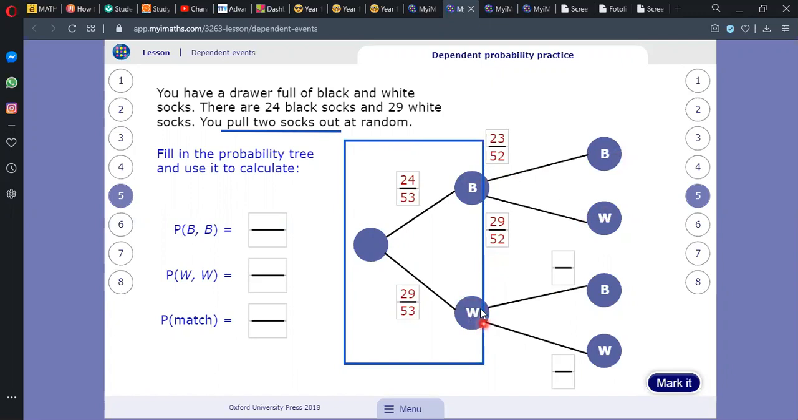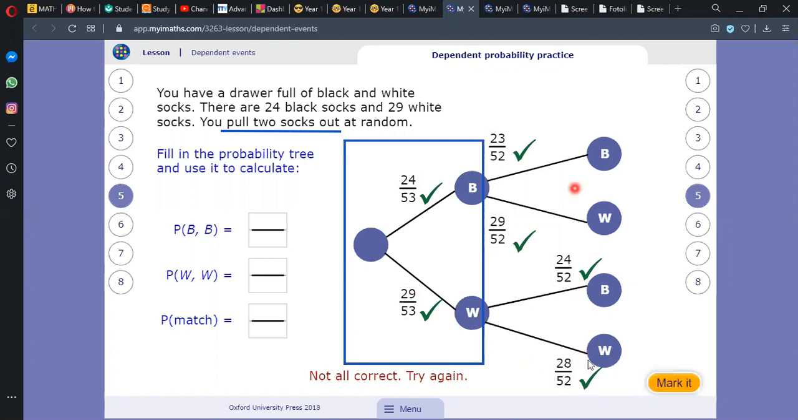Now, in the case where it was a white socks that was removed in the first place, by the time I want to pick a black socks, black will still remain 24, but the total would have reduced to 52. If I'm now to pick a white the second time, the white would have reduced because it was white I picked in the first place and I didn't replace. So the white would have reduced to 28, while the total of socks in the draw would be 52. Okay, I believe that is very clear and that is all correct. Oh, let's check.